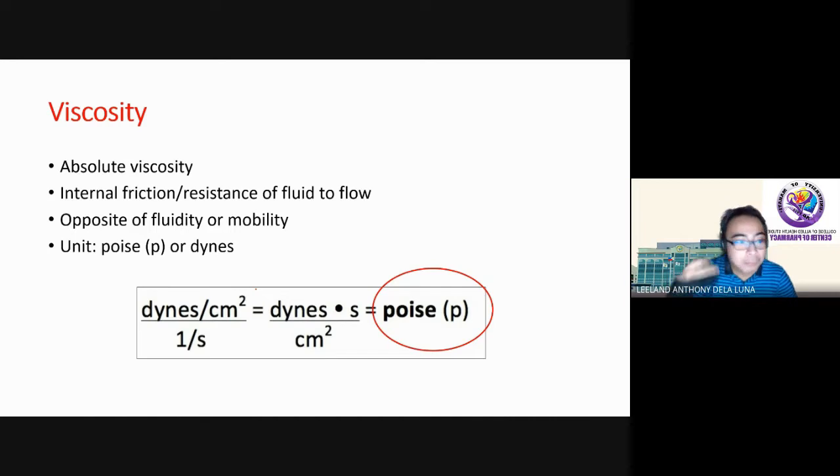What if I make the fluid more viscous? When we say viscous, class, it means thicker. When your fluid is thicker, the resistance to flow is higher. Hence, we say its viscosity increases. So it's the opposite of fluidity or mobility. Again, class, viscosity is simply the internal friction of the fluid to the flow. The unit we usually use is the poise. The poise is dependent on dynes per centimeter squared over the inverse second. So the unit of poise in CGS is dyne second per centimeter squared.